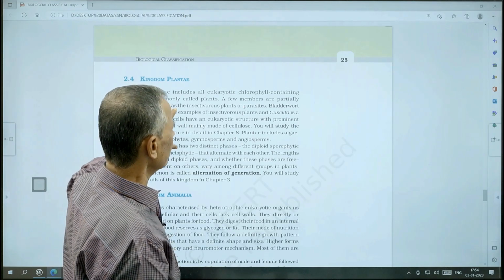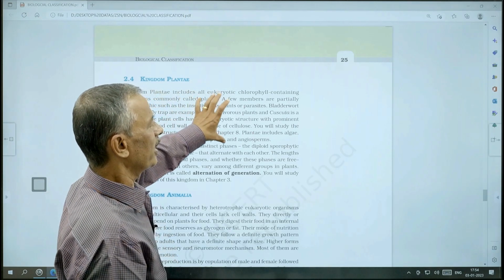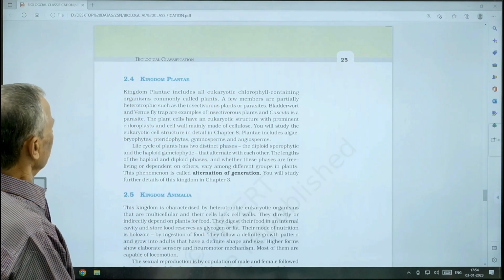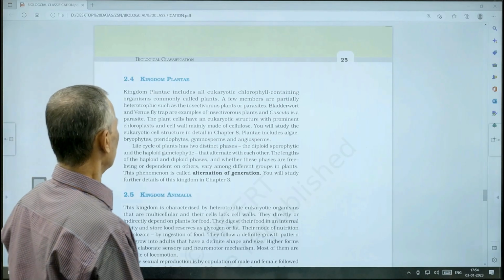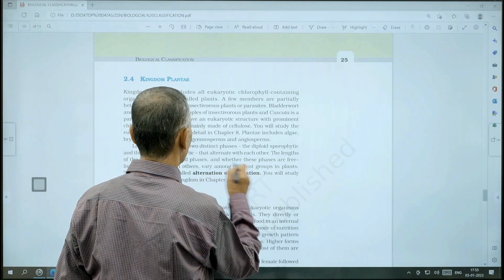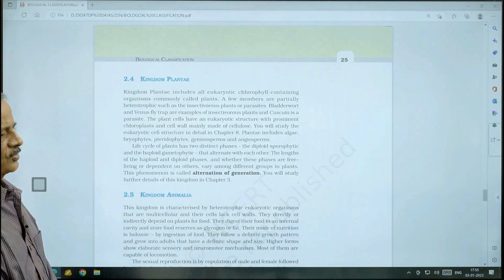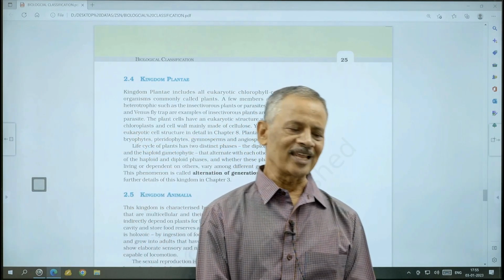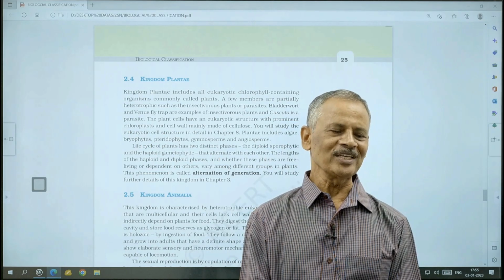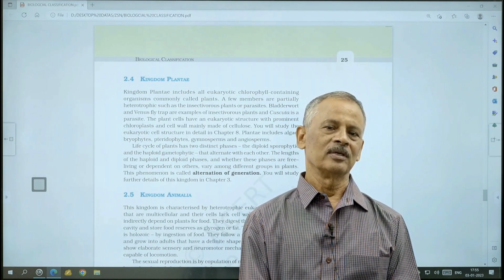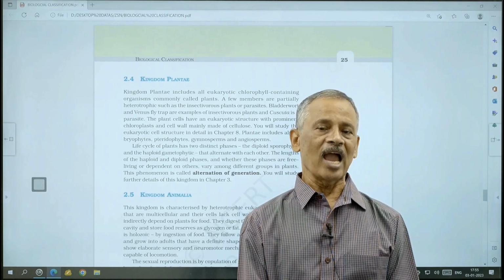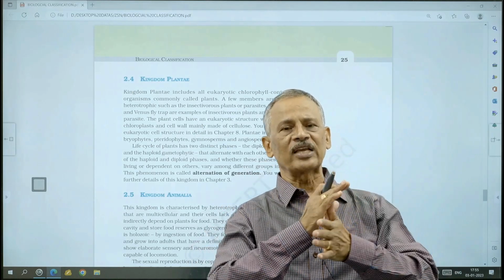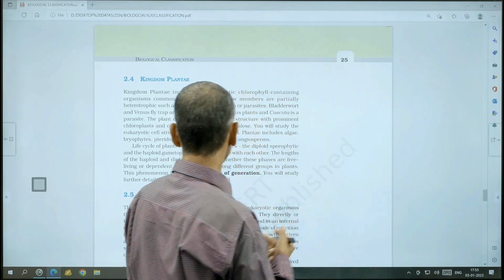Generally, they have a cell wall and they have autotrophic nutrition. An important feature of Plantae is that they show what is called alternation of generation or metagenesis. There are two stages. What are they? Sporophytic generation and gametophytic generation. Sporophytic generation is spore producing, diploid. Gametophytic generation is producing gametes, okay, haploid. These two generations come alternatingly in the life cycle. That is called alternation of generation.